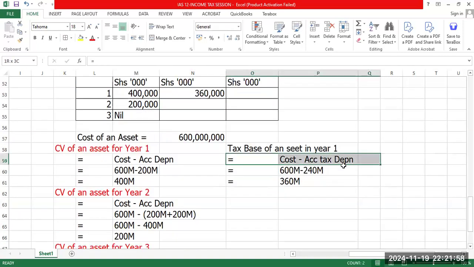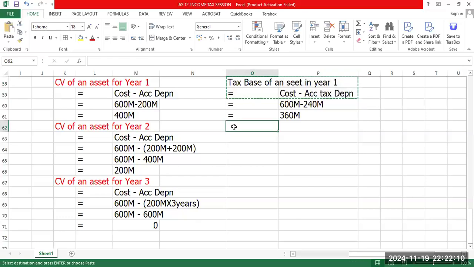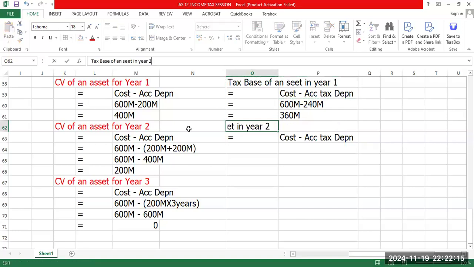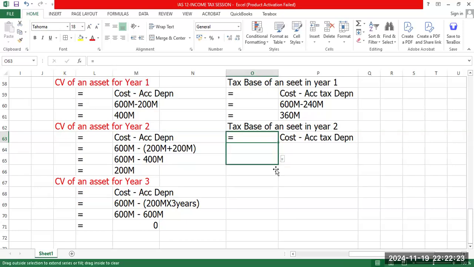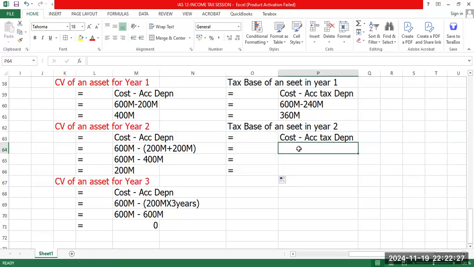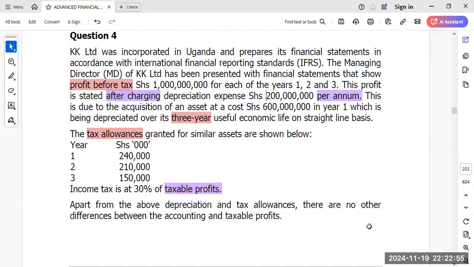You do the same for year 2, but here you remove 1 and put 2. So the cost will be the same, 600. I open a bracket because I need accumulated tax depreciation. So I get tax depreciation for year 1, 240 million. I add tax depreciation for year 2. Tax depreciation for year 2 is 210.